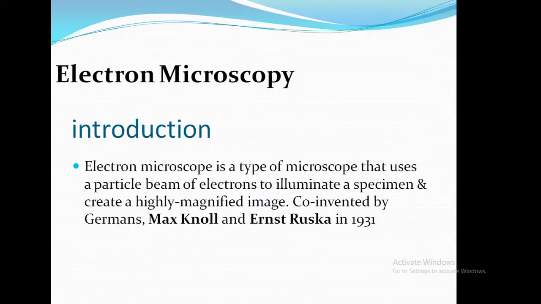So again we start from the electron microscope. Today we will discuss electron microscopy. Electron microscopy is a type of microscopy that uses a particle beam of electrons to illuminate the specimen and create a highly magnified image. It was co-invented by the German scientists Max Knoll and Ernst Ruska in 1931.